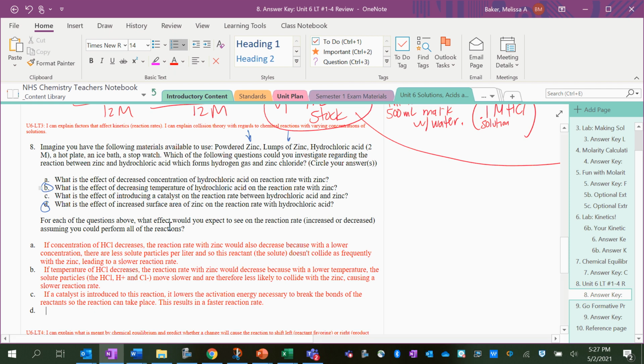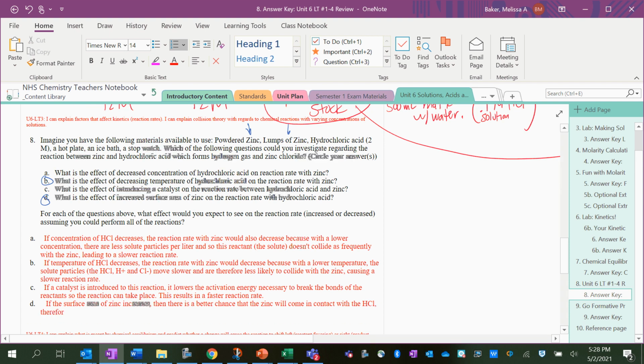And last but not least, what's the effect of increased surface area of zinc on the reaction rate? If the surface area of zinc increases, then there is a better chance that the zinc will come in contact with the HCl, therefore increasing the reaction rate.